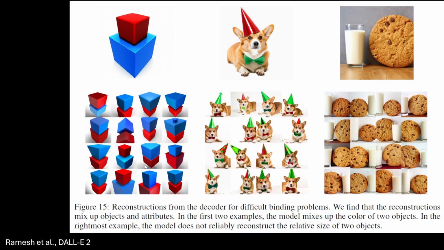So it doesn't quite understand that red should be above blue. Or if you said, give me a corgi with a red hat wearing a green bow tie, you'd get corgis with green hats or red bow ties, right? So it didn't necessarily bind objects to colors very well.